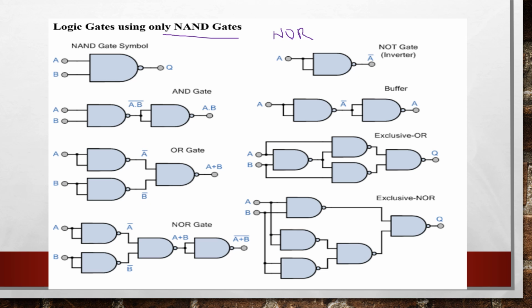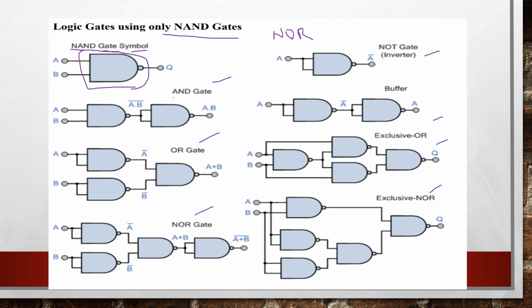Let us take the NAND gate symbol. That is A B input and the output is Q. This is the symbol of the NAND gate. This NAND gate can be used to represent all other gates: AND gate, OR gate, NOR gate, NOT gate, buffers, exclusive OR, exclusive NOR. I will tell you some of the examples here.